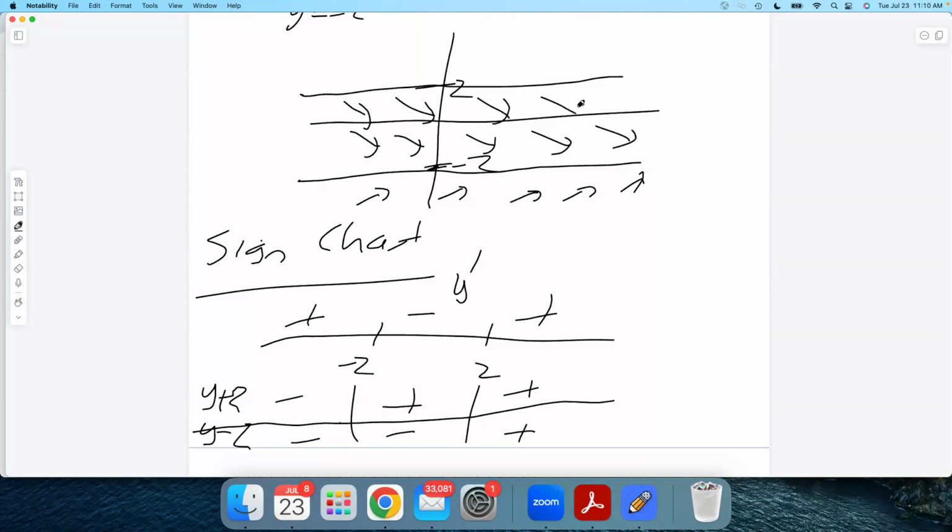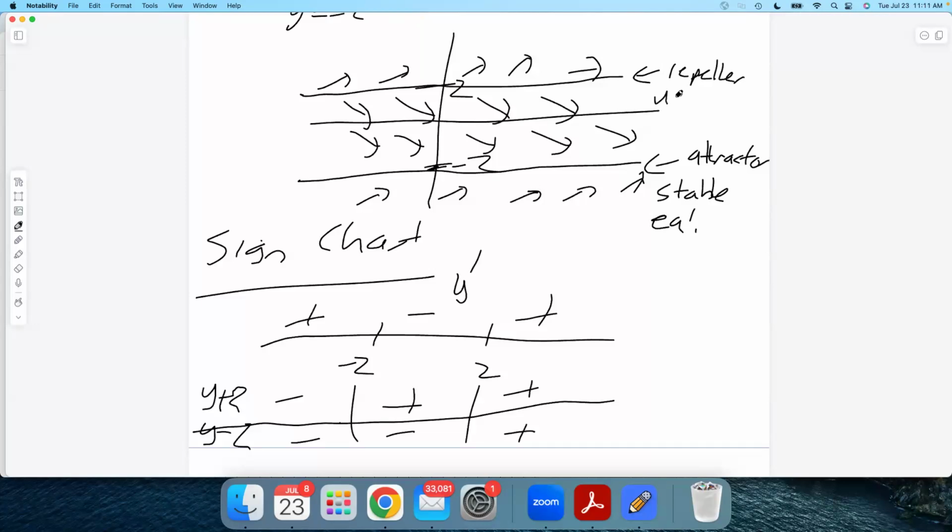That's the x-axis there. And up here, all my slopes are positive again. So any solution near this guy will run away from him. Any solution near this guy will be attracted to him. So we say this guy is an attractor or a stable equilibrium. This guy here is a repeller, and he's an unstable equilibrium. I like to think stable and unstable.